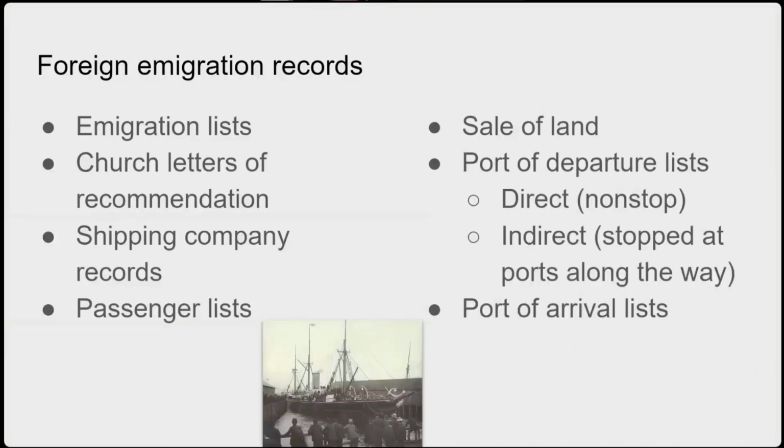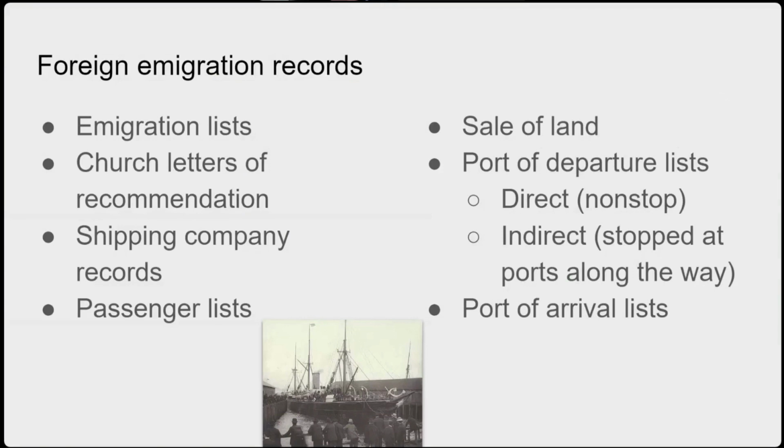Searching foreign immigration records requires you to know the language of the old country. There are immigration lists for Germany as well as port of departure lists for Hamburg, Germany, and Scandinavian ports. People would get letters of recommendation from the church in the old country, both to help them get a visa and to help them join a church in the new country. Shipping companies kept records about ships that left port, and these records could include passenger lists. There are Hamburg passenger lists on microfilm at the Family History Library.